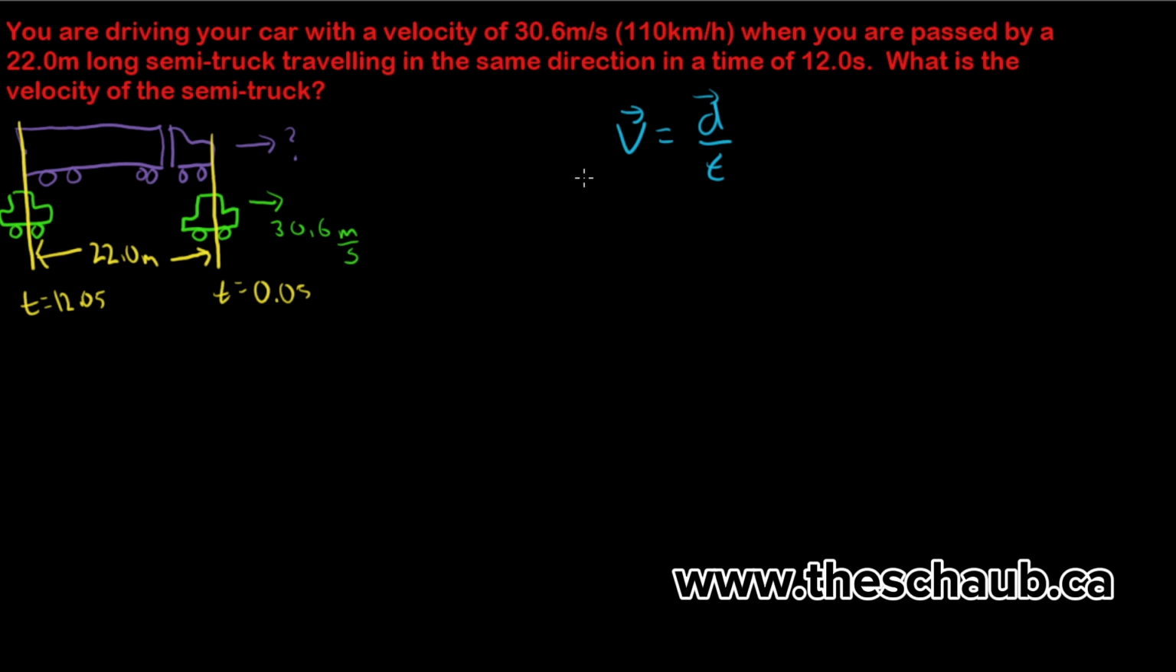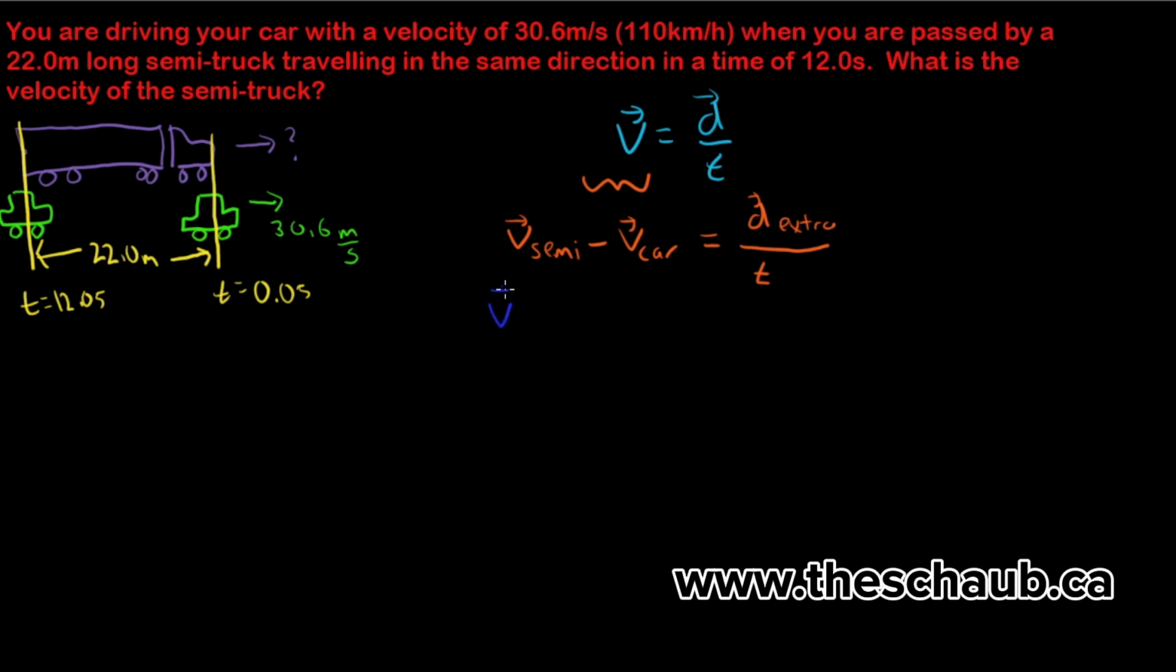So we set this up as a difference of velocities. So the velocity of the semi minus the velocity of the car equals the little bit of displacement extra the semi travels in the time that the semi passes the car. We're now ready to add some numbers and solve for the velocity of the semi.